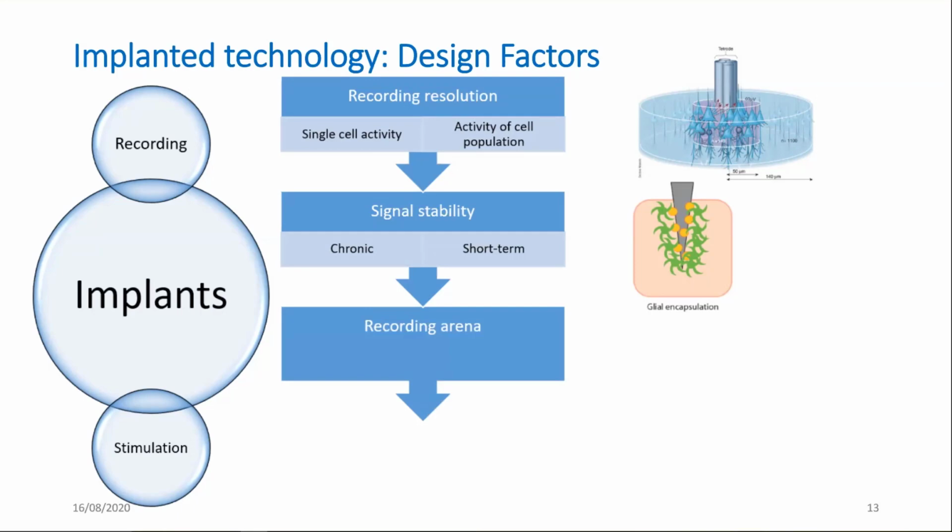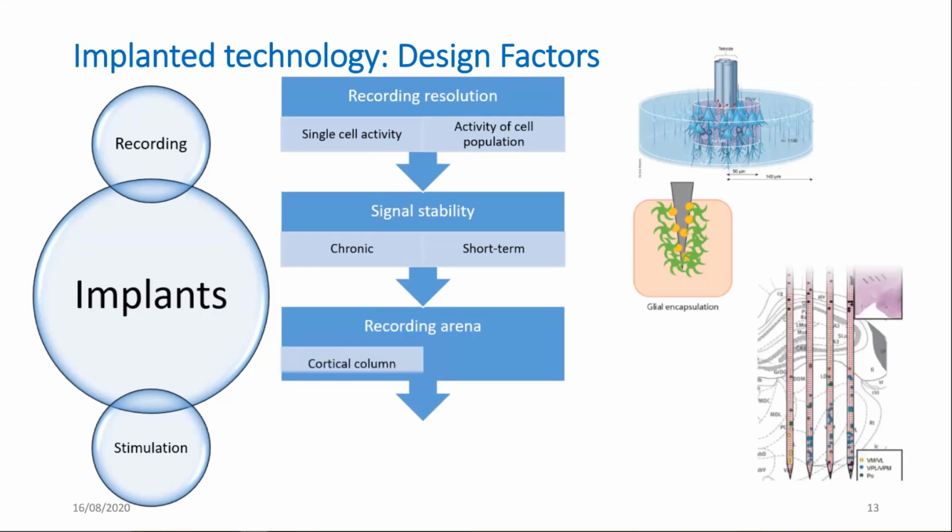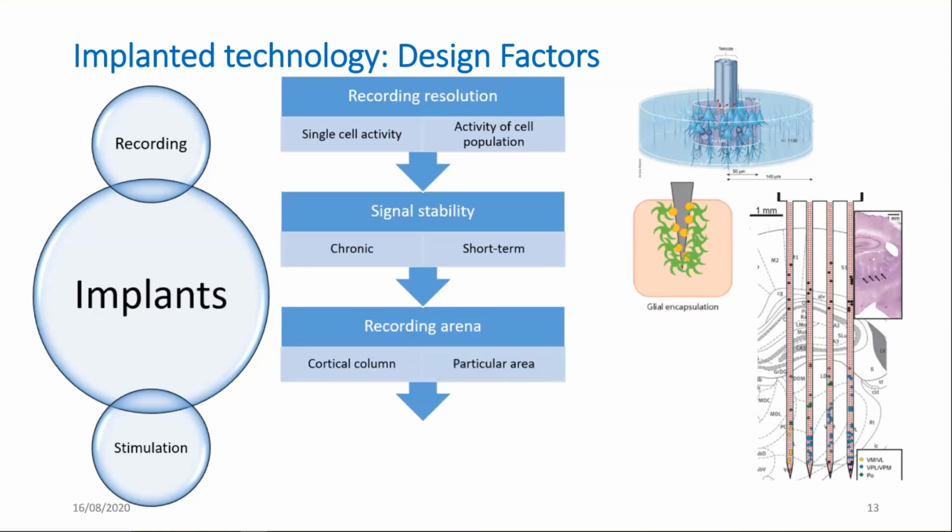Also, it depends on where in the brain you are recording. For example, if you're recording from a cortical column, like from multiple sites along the cortex, then your electrode design would be one type. But if you want to record only a particular area, say at the tip, or a very localized area, then your electrode design would be another type.